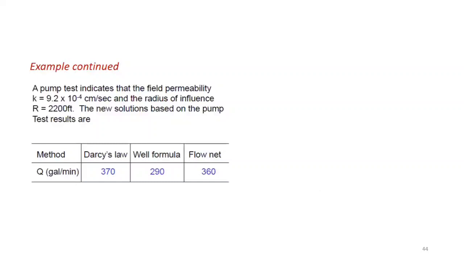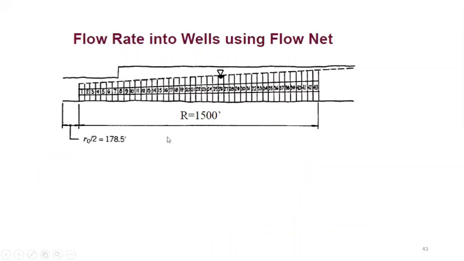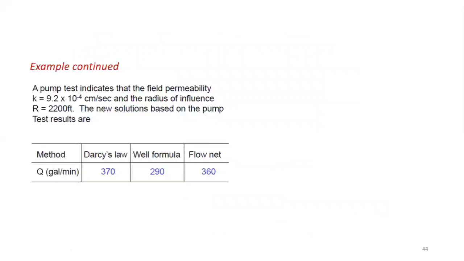So now if you have different K, different R, you can just repeat all the solution again, and you can get the Q, the flow rate in gallons per minute, using Darcy's law, using the well formula, using the flow net. So you can just get different values again. So I would request you to please solve these 3 equations again for these 2 new numbers of K as well as the zone of influence R. Okay. So you get these numbers.